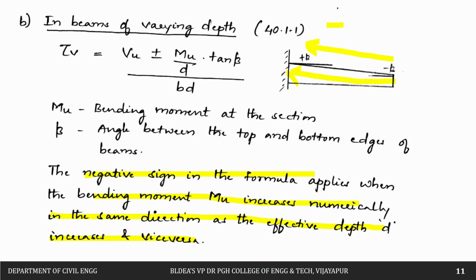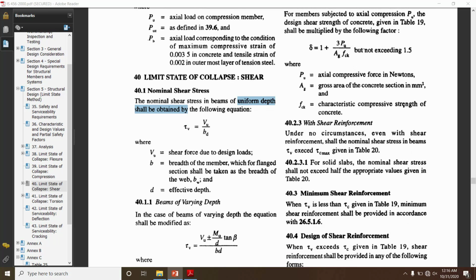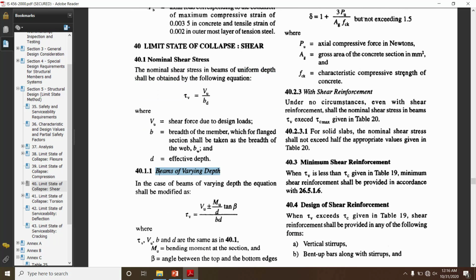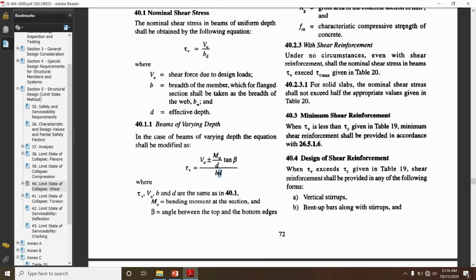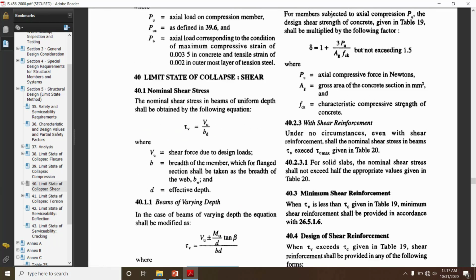This is for beams with varying depth. Previously it was beams with uniform depth. For example, here they have given beams with varying depth. This formula they have already given, and the notations they have taken are also all defined.